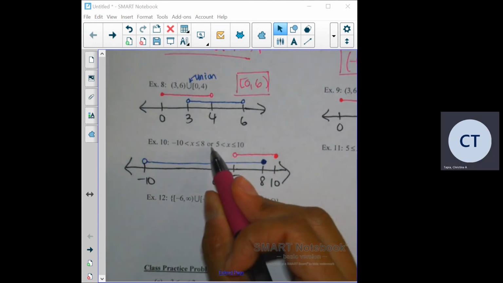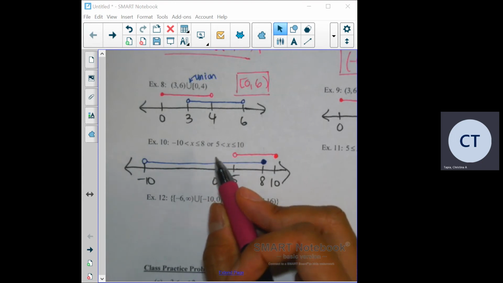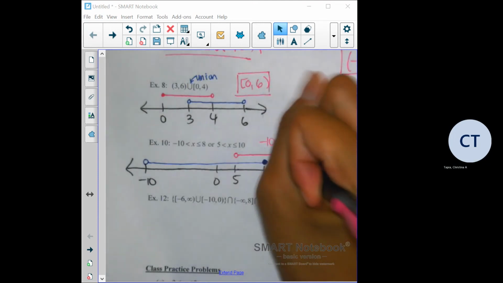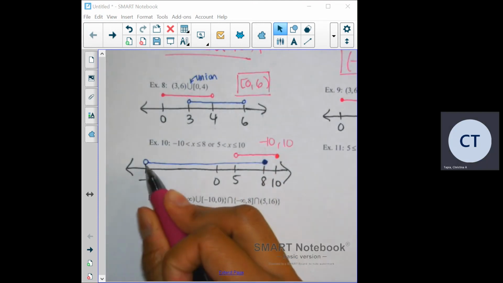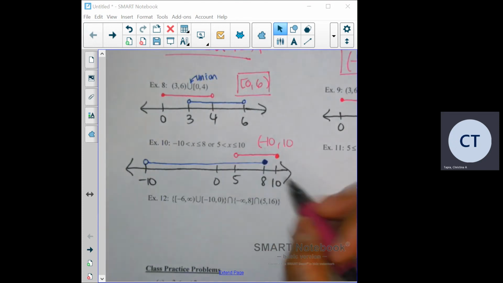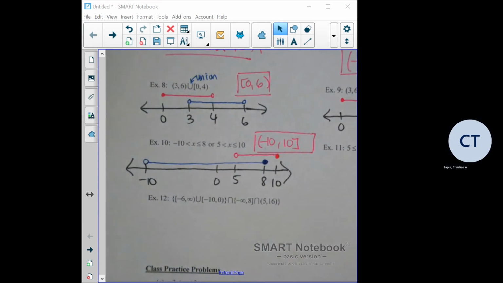This is asking OR. Okay, OR represents a union, which means you're going to write your interval for everything in this problem. So what do you think the interval is going to be between what and what? -10 and 10. And -10 all the way over here is an open circle. 10 over here is a closed circle. So be careful with your signs or your symbols.